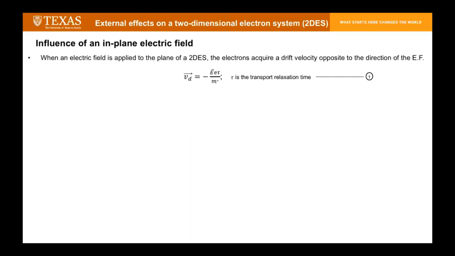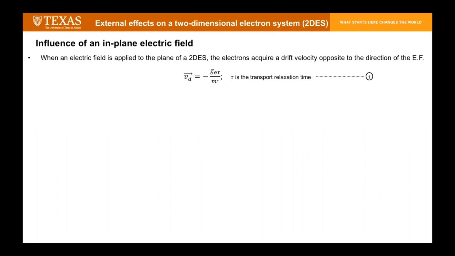When you apply an electric field, then the electrons acquire what is called a drift velocity, given by this expression here. And the drift velocity is opposite in direction of the electric field, which is why we have this minus sign. So this is an expression for the drift velocity. This term over here, represented by the symbol tau, is the transport relaxation time. It essentially is the time between two consecutive scattering events.